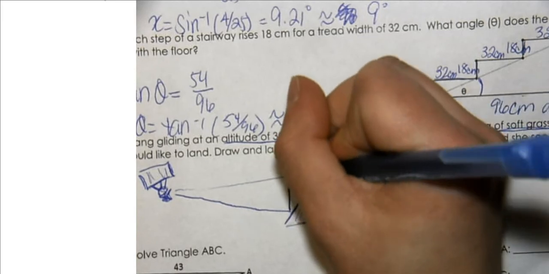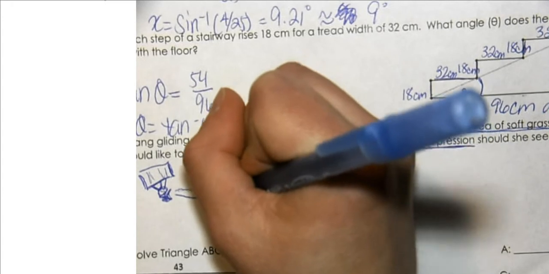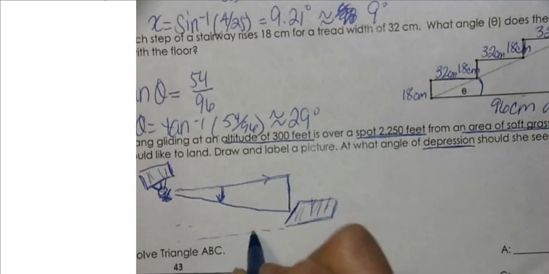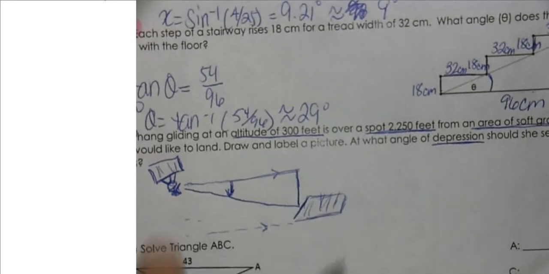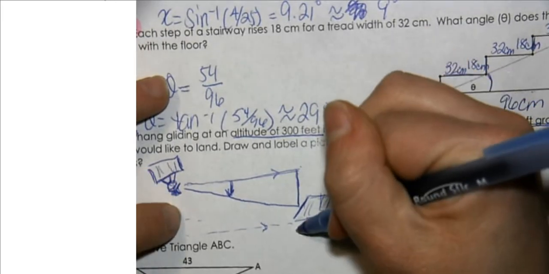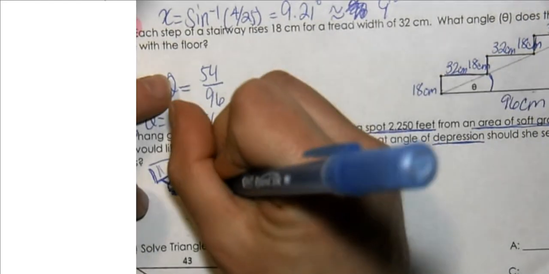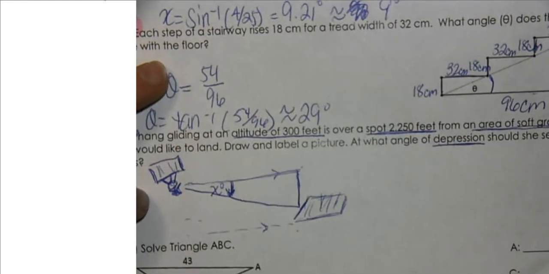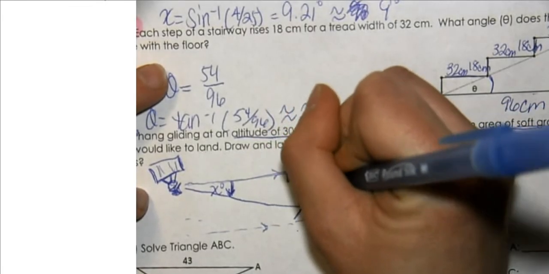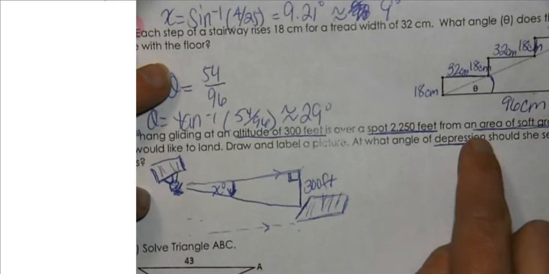So what I'm going to do is draw a picture of an angle of depression, because angle of depression is created with this line that is parallel with the ground. It's like if I was looking straight, there's this invisible line that's parallel with the ground. And it's this angle that's created by looking down. I don't know what it is, so I'm going to call it x degrees. I am 300 feet in the air. And I am over a spot that is 2,250 feet from the soft grass area.